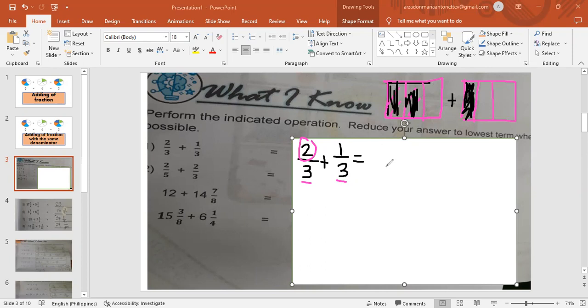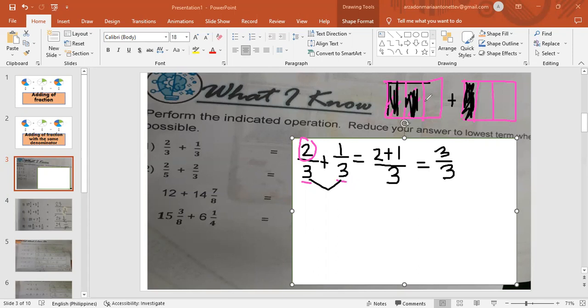So, what is our rule again? If these are the same denominator, we have to simply copy that and just add the numerators. 2 plus 1. So let's see what's the answer. 2 plus 1 is 3 over 3.